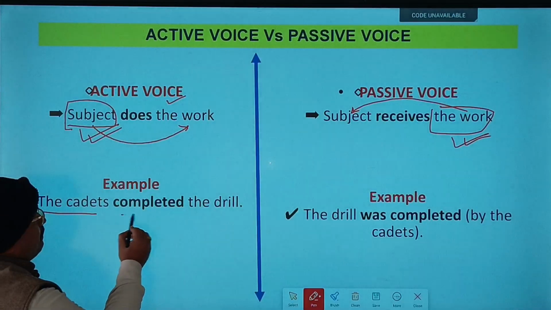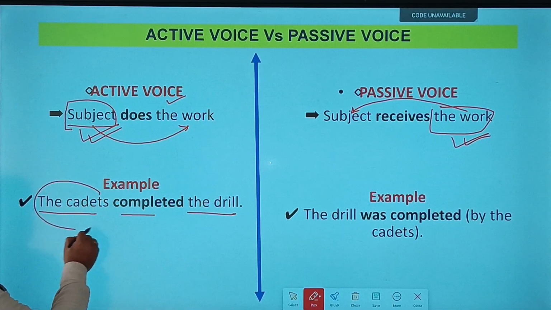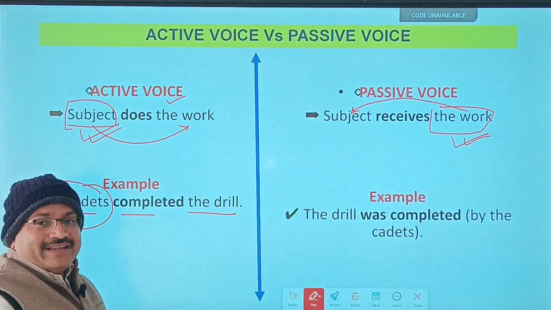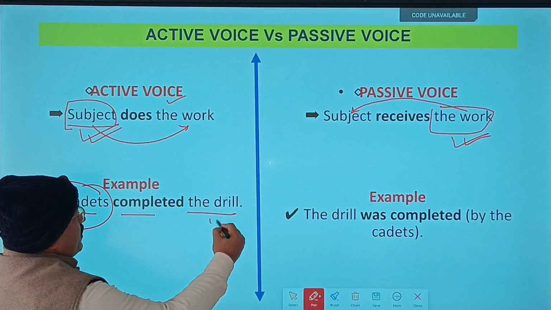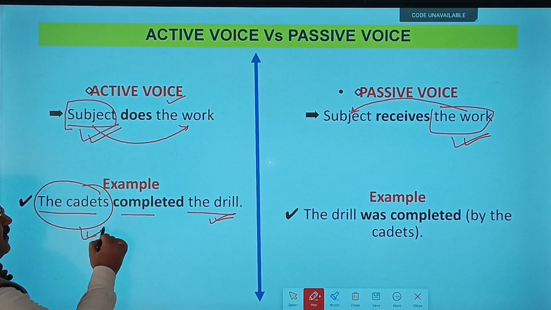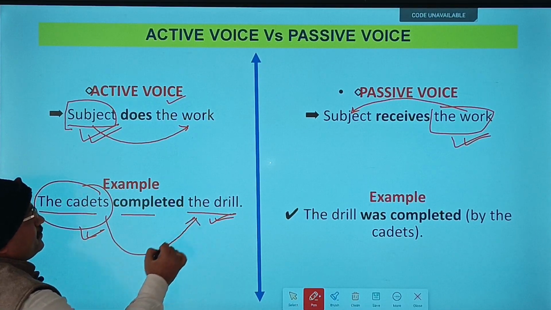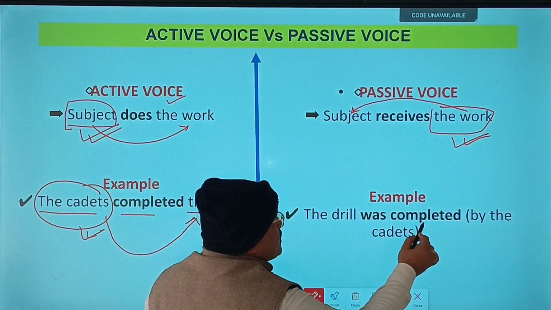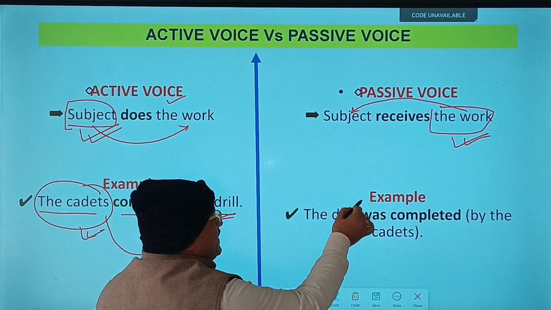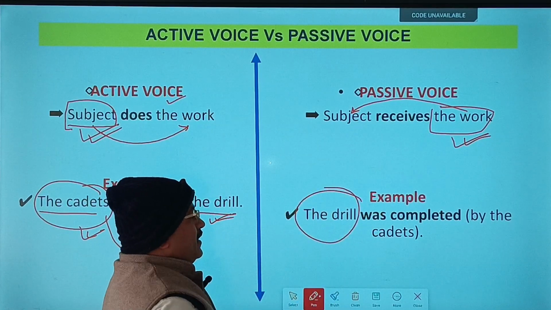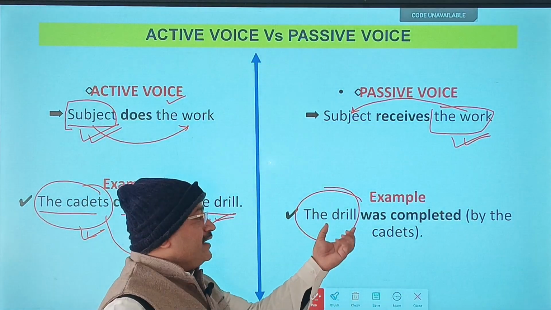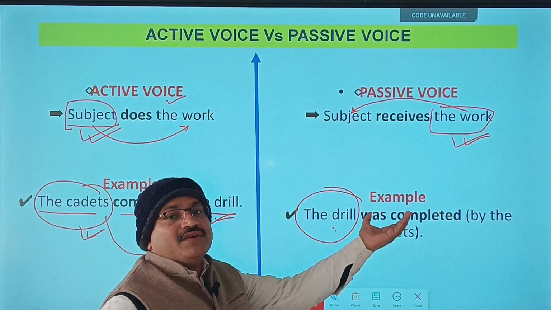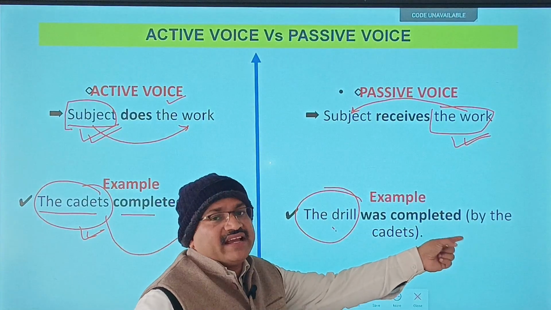The cadets completed the drill. Now the cadets here is the subject. Cadets doing the work. What they did? They completed the drill. So the subject is the performer of the action. Now in passive voice, let us see. The drill was completed by the cadets. Now the focus is on the work. The subject here, the drill, receives the outcome of the work performed by the cadets.